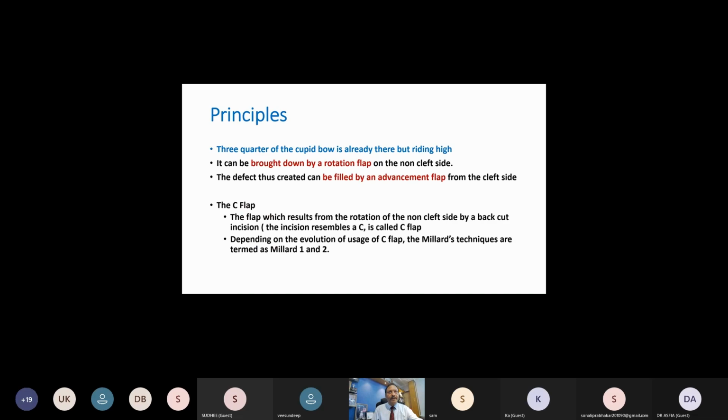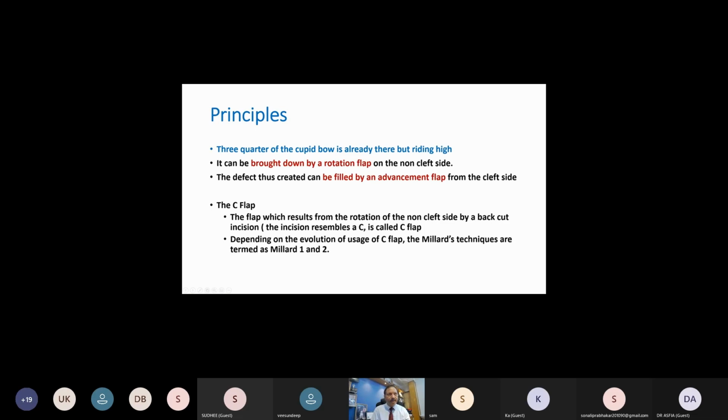Now, the 3/4 of the cupid's bow is already there, but is riding high, he thought. So it can be brought down by a rotation flap on the non-cleft side. And the defect thus created is filled with the advancement flap from the cleft side. And the C flap results from the rotation of the non-cleft side by a back cut and incision.